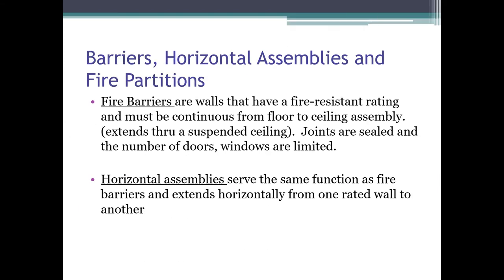Barriers, horizontal assemblies or fire partitions. What are fire barriers? Fire barriers are walls that provide a fire resistant rating and must be continuous from floor to ceiling assembly. They actually extend to a suspended ceiling. Joints are sealed and the number of doors and windows is limited.